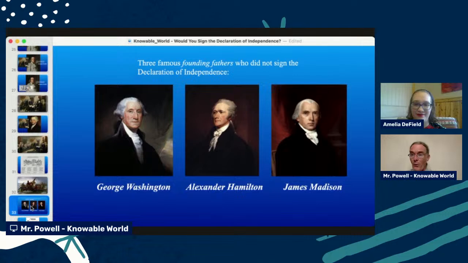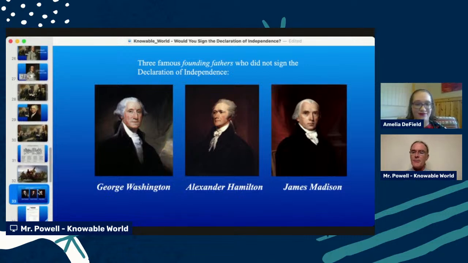And of course, later on, James Madison became a president of the United States. He was number 4. So for those of you drawing those lines, he didn't sign the Declaration, James Madison, but he did become president. Same for George Washington. Did not sign, but became a president. Alexander Hamilton did not sign and did not become a president. Some people get confused about that. Hamilton never was president. He was Secretary of the Treasury. So he was an important official, but not a president.